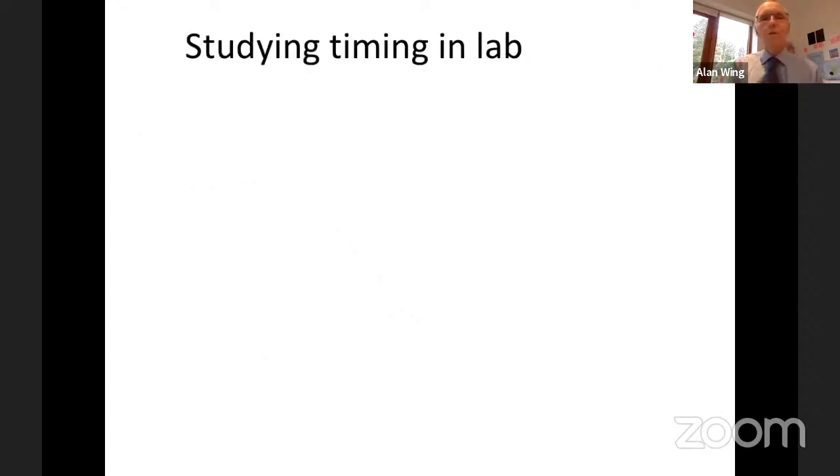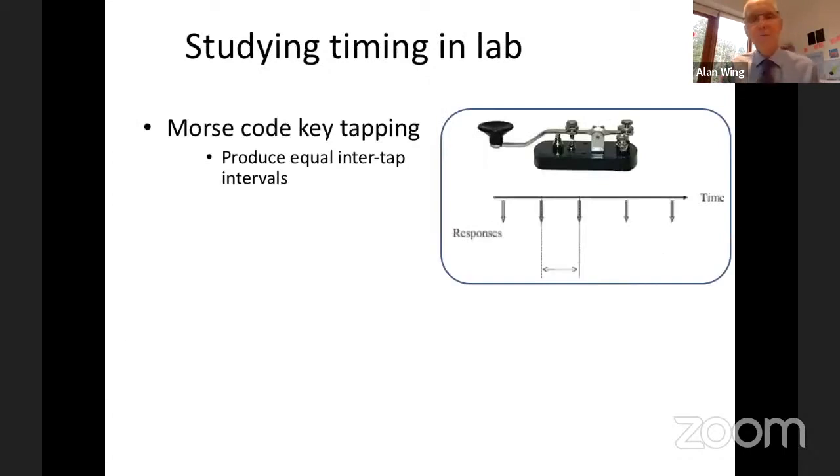These were good quartets. So in studying timing in the lab, we think about variability of timing, what's happening here. So I've done a number of experiments picking up on a paradigm by Stevens from way back in 1886 using a Morse code key.